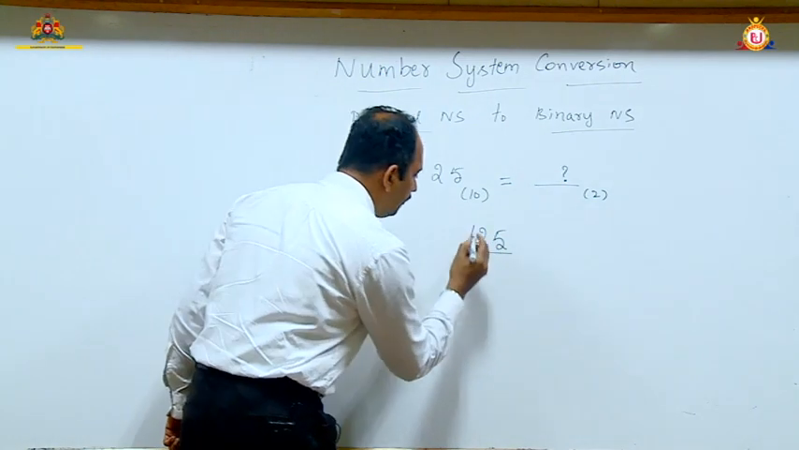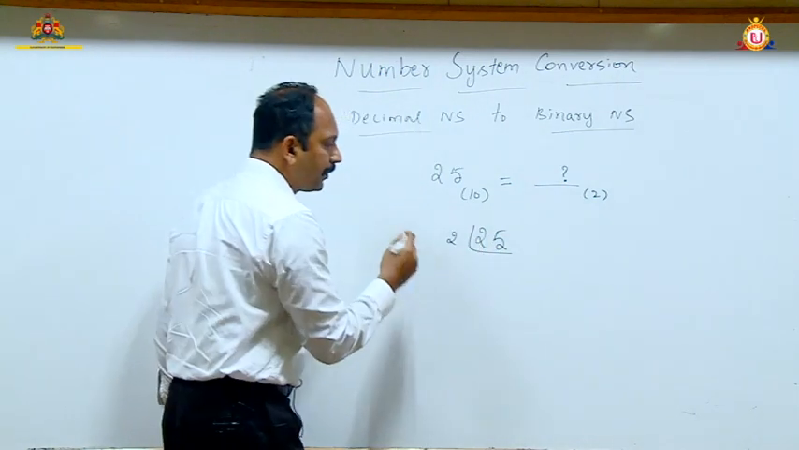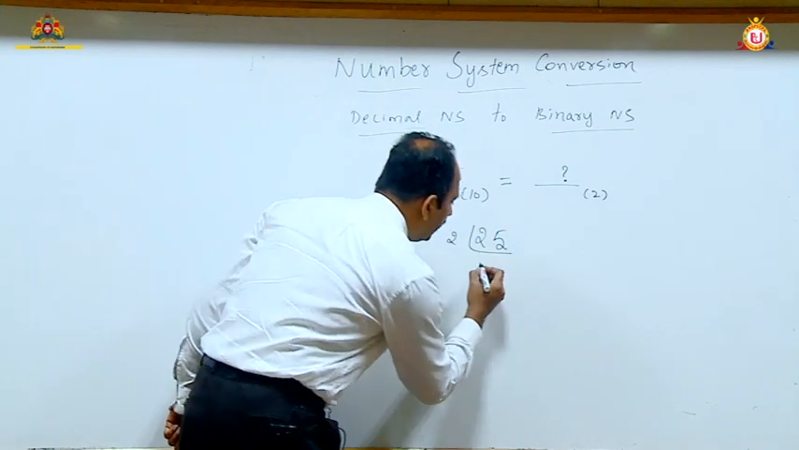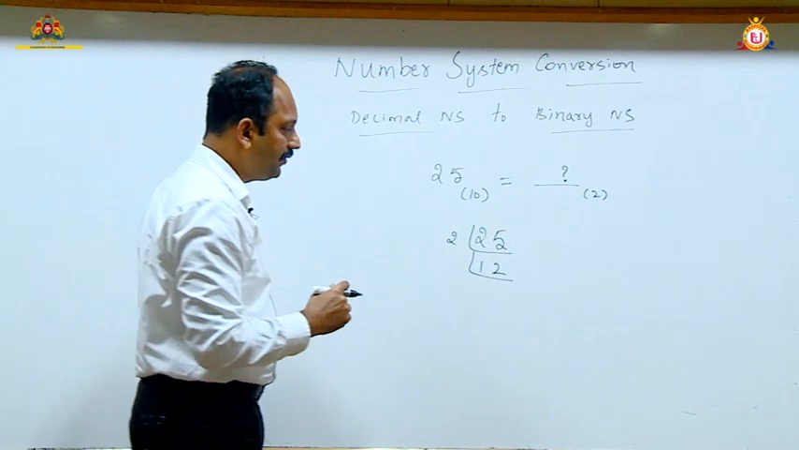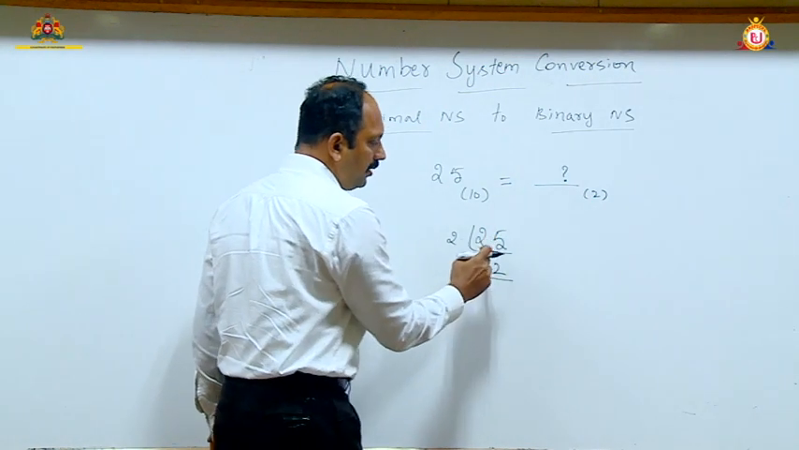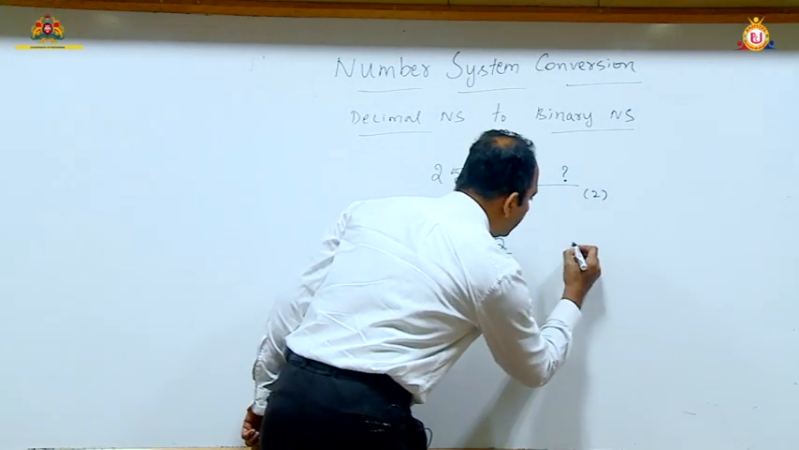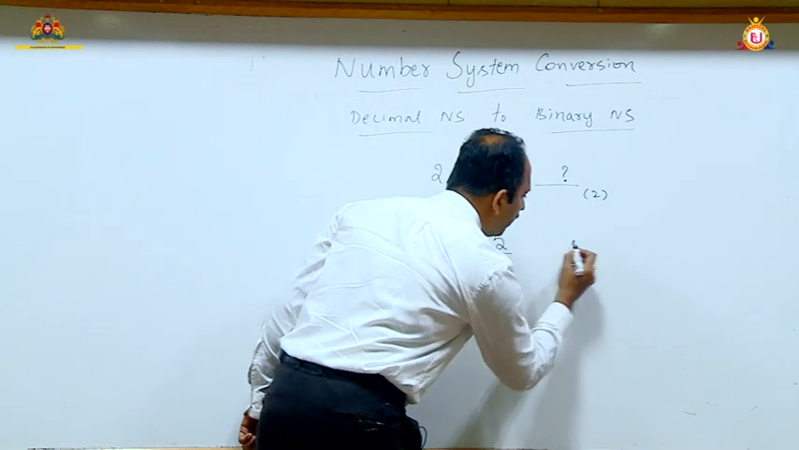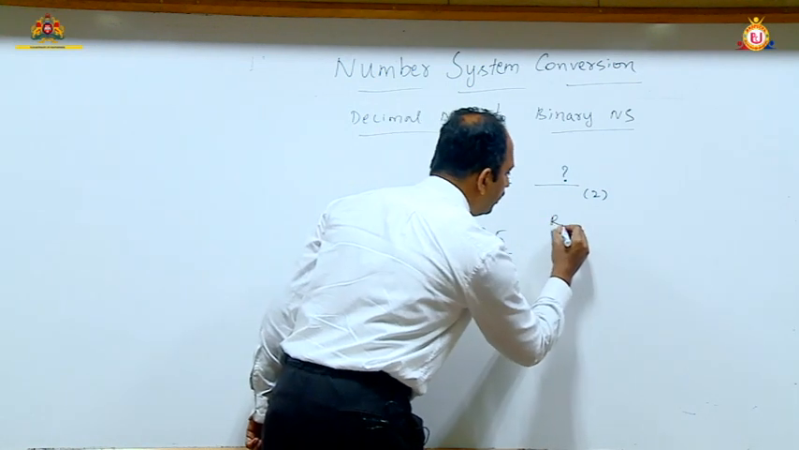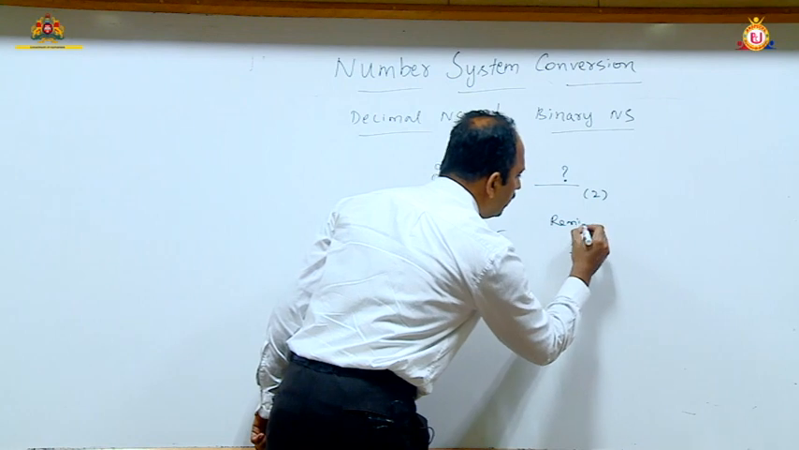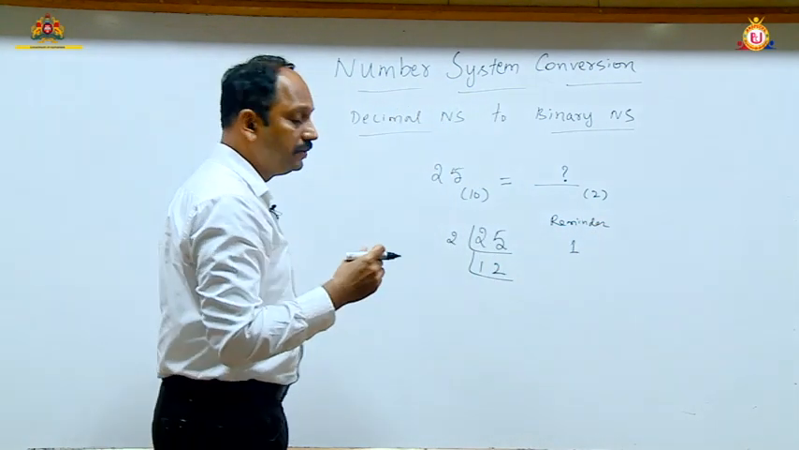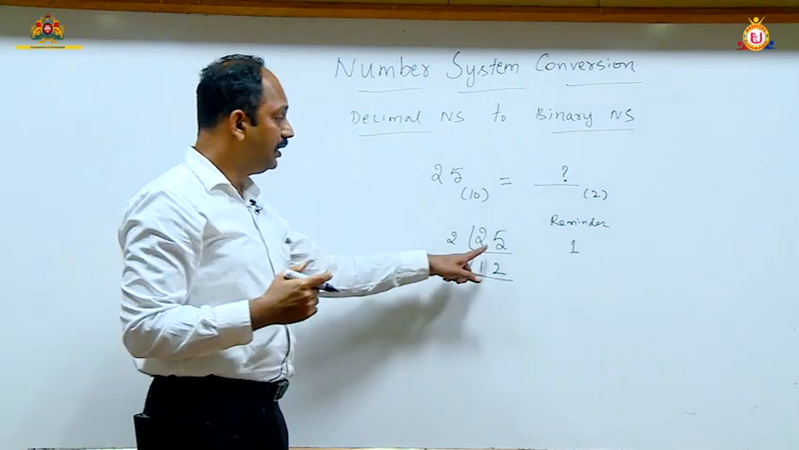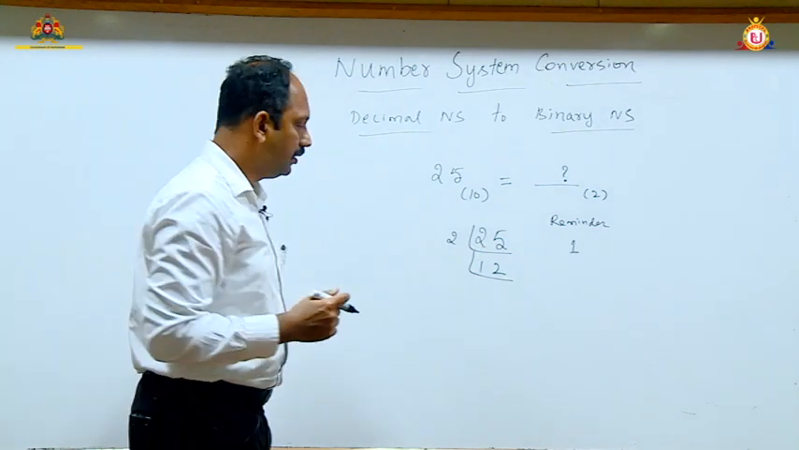The value 25 is divided by 2. So 25 cannot be completely divided by 2. The nearest value is 2 times 12, 24. So 25 minus 24 gives the remainder 1. I am writing the remainder at the right side. This is the remainder. So the remainder is 1 for this division.